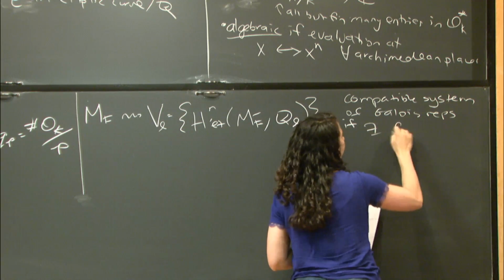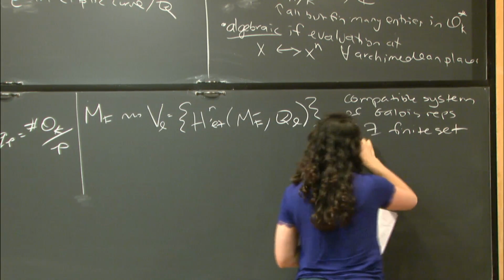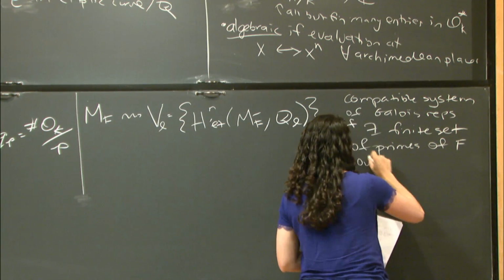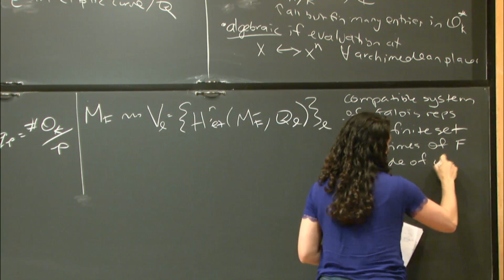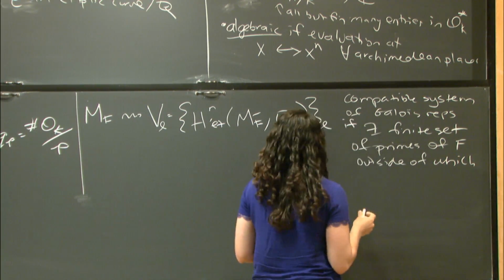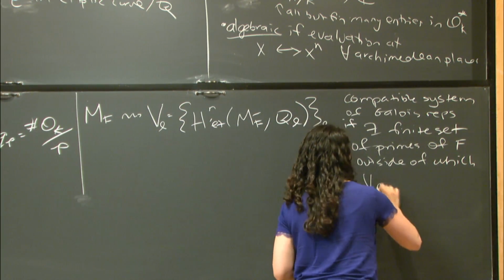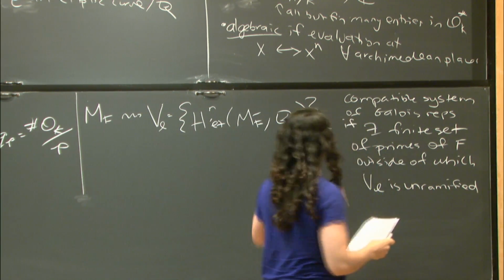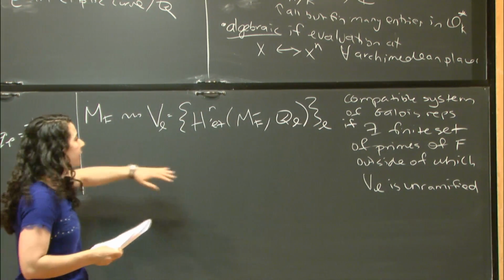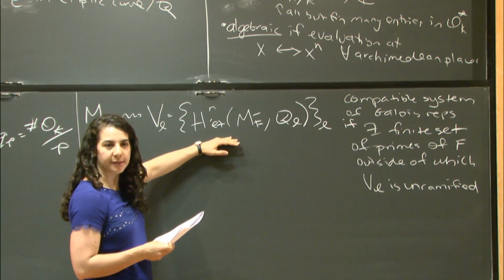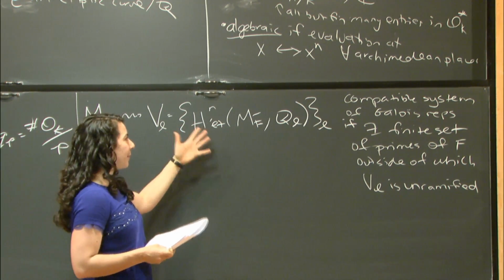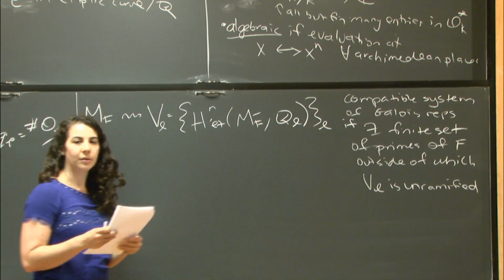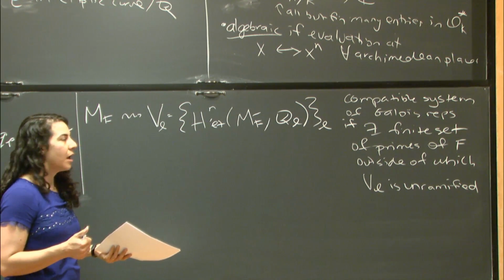if there exists some finite set of primes of F outside of which this V sub l is unramified. Okay, and so it's not always clear for any Chow motive that this system will be a compatible system in this sense, but for today, it will happen that we always have this. You don't ask for some compatibility between the Frobenius traces? I don't think so.